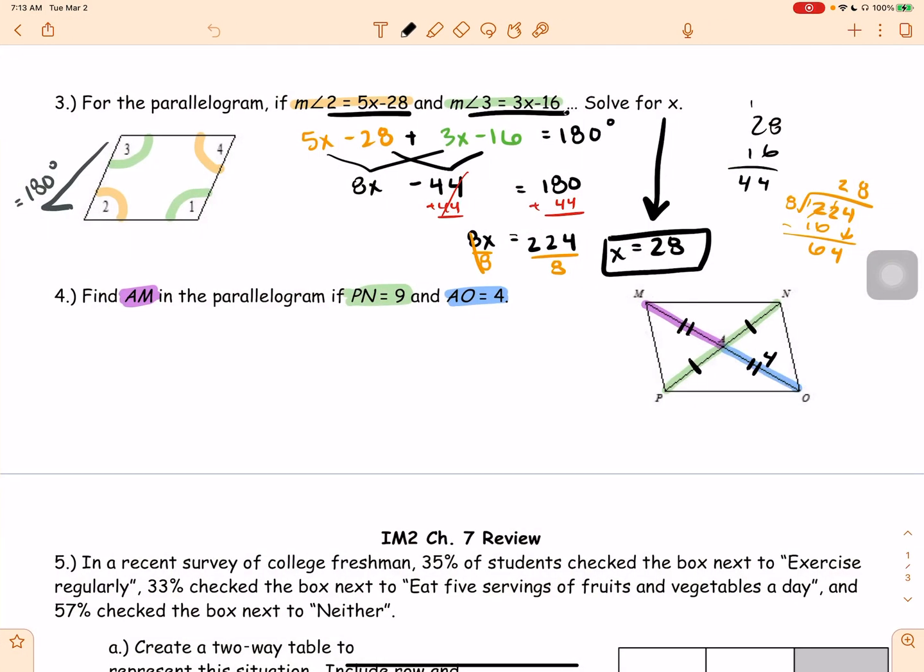Okay, so if they're equal on each side, this one's pretty straightforward. If you used your notes on properties of quadrilaterals, AM equals 4. Done. That's just knowing a property.